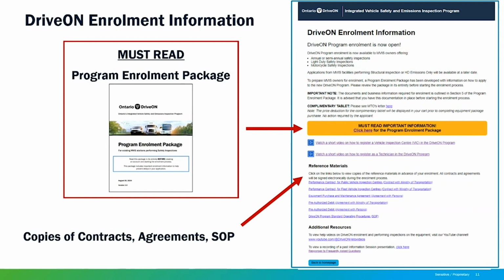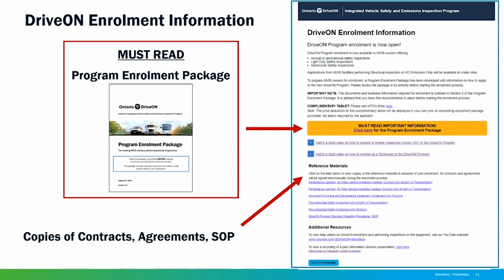This document lists important enrollment information, insurance requirements, and the business documentation that is required to be uploaded during your enrollment. It also includes information on the new drive-on inspection equipment and pricing, pre-authorized debit payments, and how to register for and take technician training. This package describes the information and documentation that needs to be uploaded during the enrollment process. Please have all your documentation ready to upload prior to creating an account.